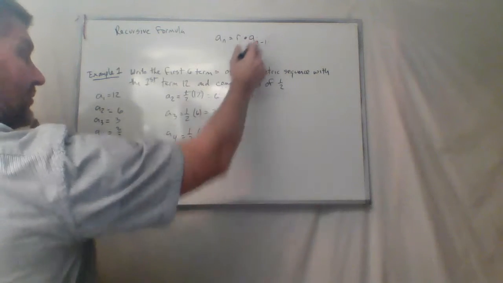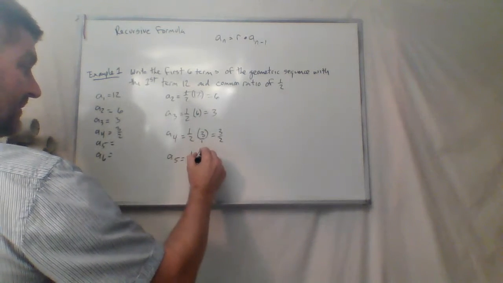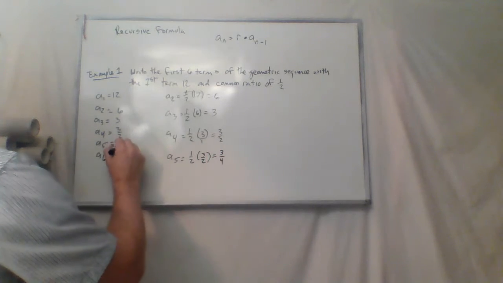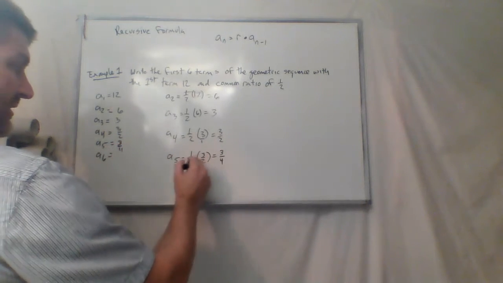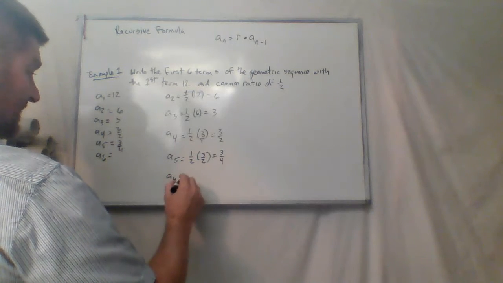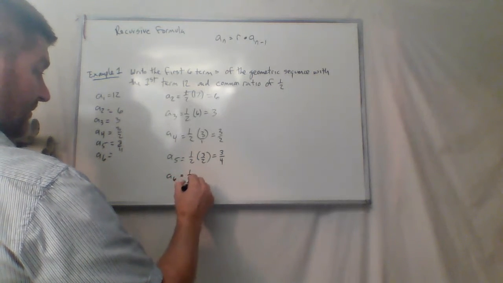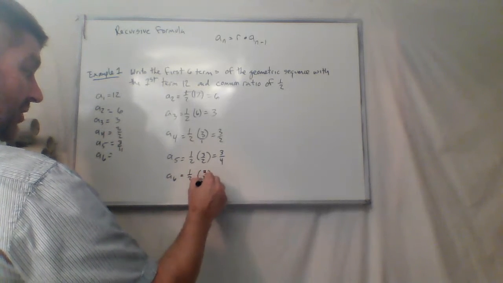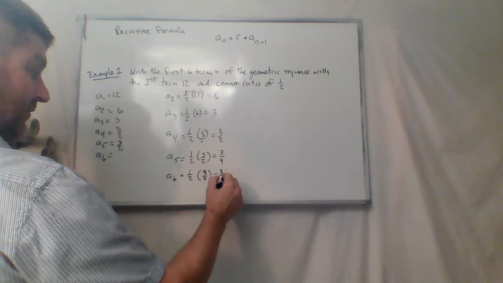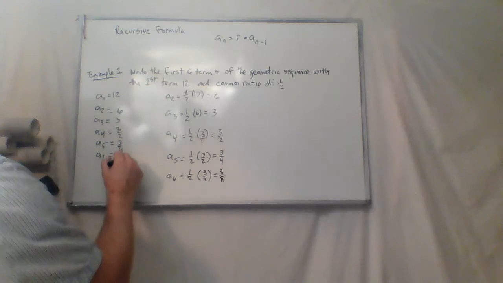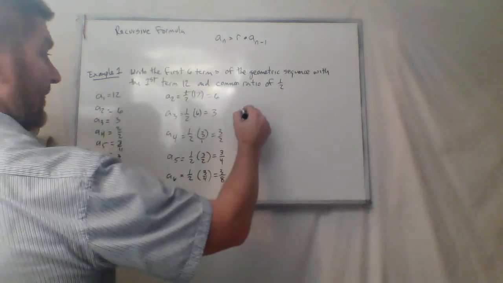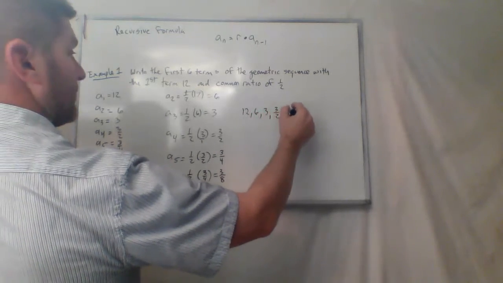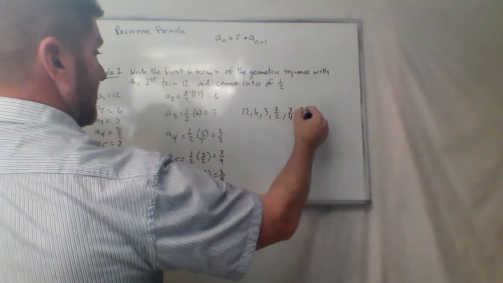1/2 times the previous term, which is 3/2. And that's just going to be 3/4. Okay, that wasn't so bad. 1 times 3 is 3. 2 times 2 is 4. And A6, you take 1/2 and multiply it to the previous term, which is 3/4. 1 times 3 is still 3. 2 times 4 is 8. And you get 3/8. So my final answer is 12, 6, 3, 3/2, 3/4, and 3/8.